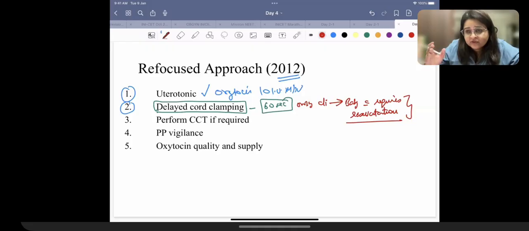So the WHO document is available on the net. Go through it if you have time. And this is the only contraindication that is mentioned.